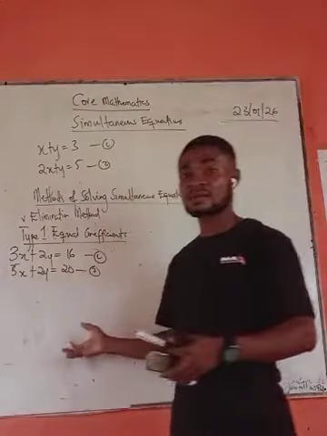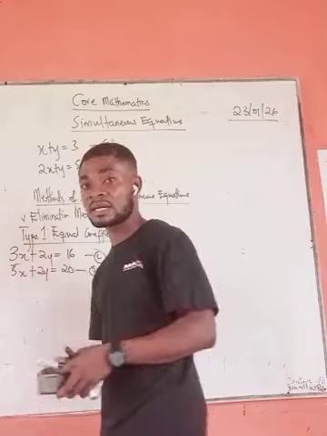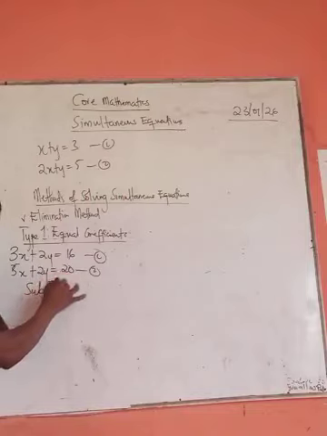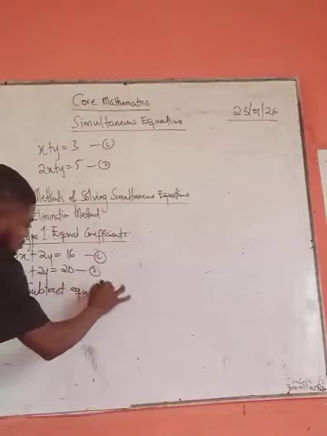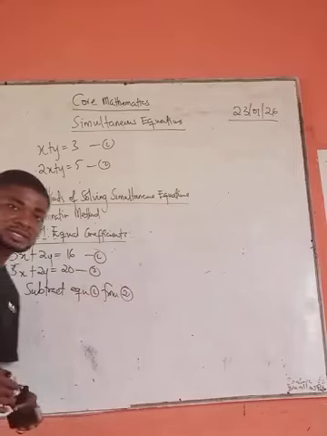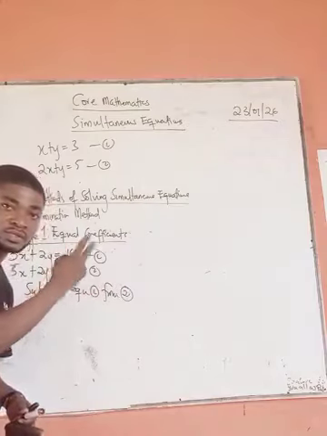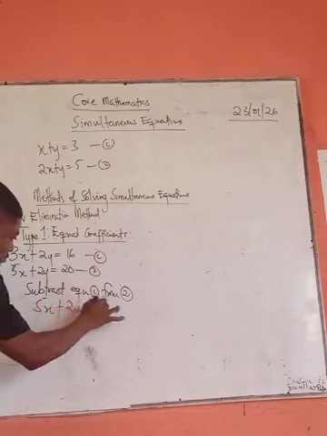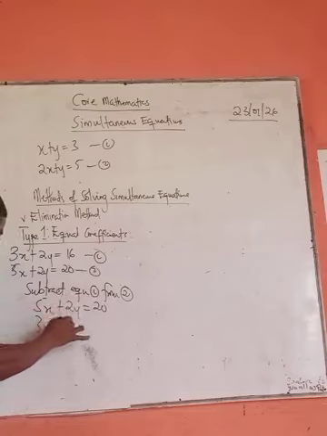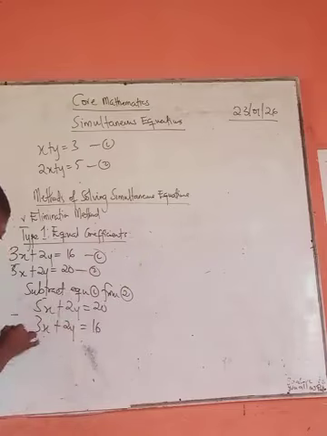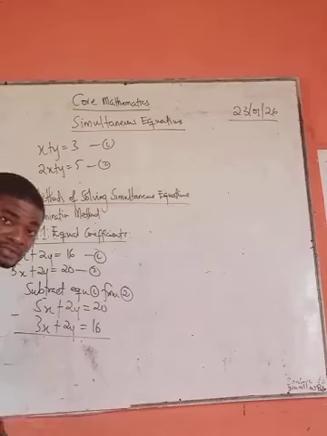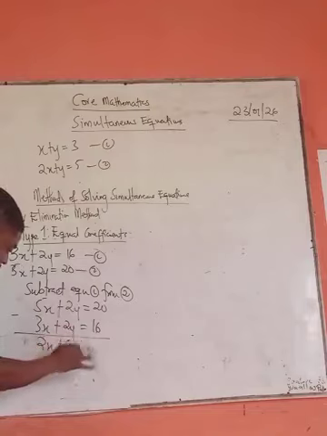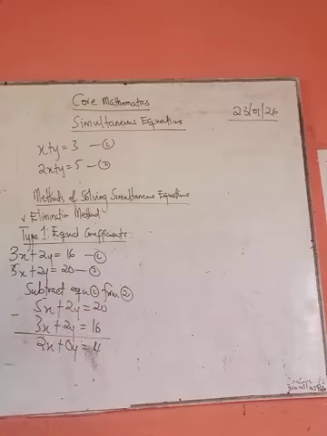So in this case, since they are the same, I'm going to subtract one of the equations from the other. So in this case, I'm subtracting equation 1 from equation 2. Five minus 3, that should be giving us 2x. 2 minus 2, that's 0. So 0y is equal to 20 minus 16.